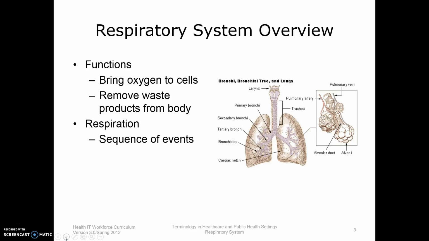The respiratory system works with the circulatory system to provide oxygen to the cells in the body. The respiratory system also removes the waste products of metabolism. Respiration is a sequence of events. Air enters the nasal cavity and travels to the pharynx or throat. The trachea or windpipe divides into two tubes. These two bronchial tubes carry air into the lungs.